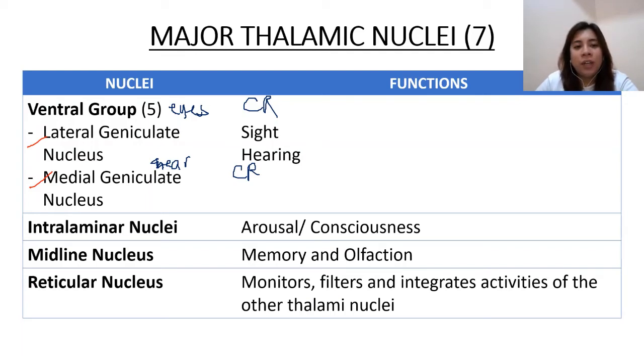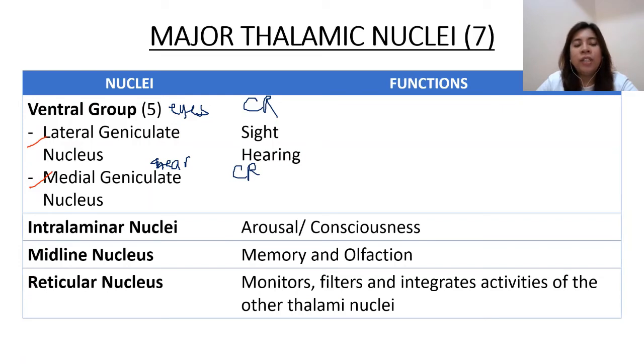Next, you have your intralaminar nuclei for arousal and consciousness, your midline nucleus for memory and olfaction, and your reticular nucleus for monitoring, filtering, and integrating activity of the other thalamic nuclei. So, kumbaga, out of the 7, your reticular nucleus is the manager of the group.